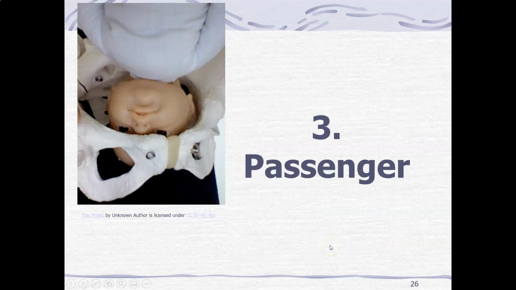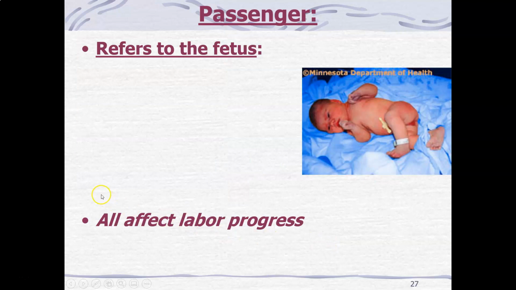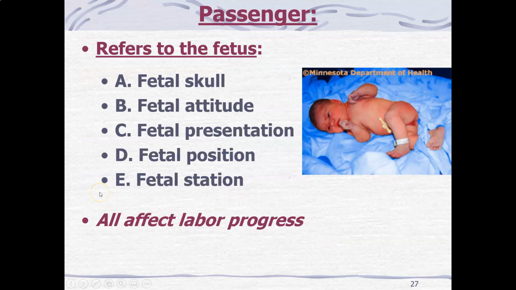All right, the third thing we talked about was the passenger. So the passenger refers to the fetus, and with that, we have to break that down into 5 subcategories, and that's the fetal skull, fetal attitude, fetal presentation, fetal position, and fetal station. You're going to have to know these.